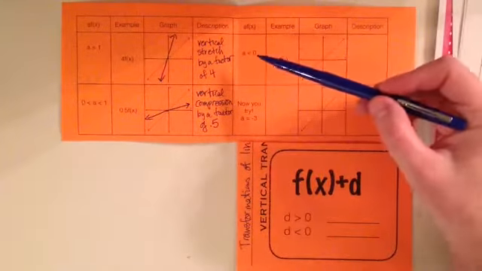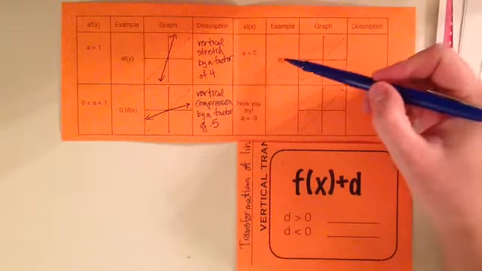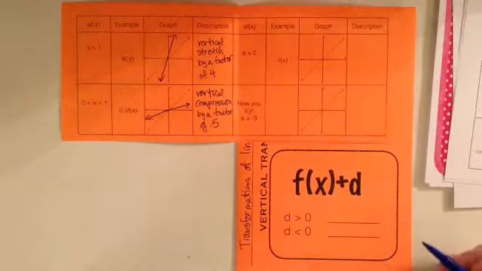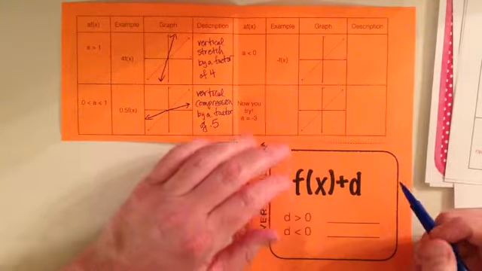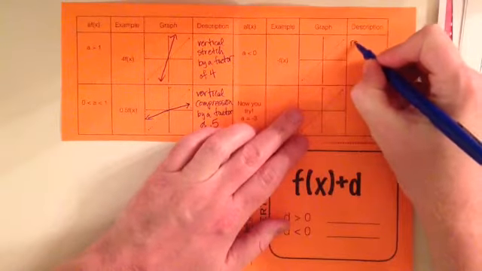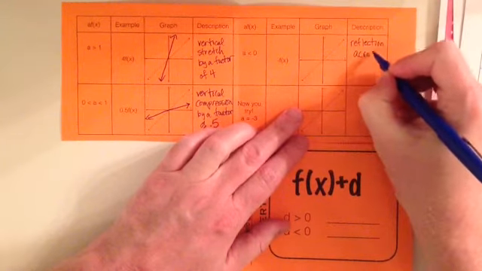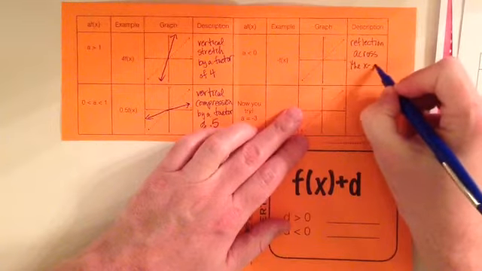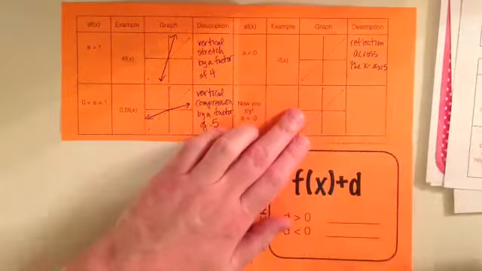Okay? So what happens if the A is less than 0, which makes it a negative number? So in this case, I just have a negative F, so I multiplied by -1. Well, in that case, what that means is it is a reflection across the x-axis. So I'm going to go ahead and write this. Reflection across the x-axis. Okay, that's a vertical reflection because it's reflecting across the x-axis.